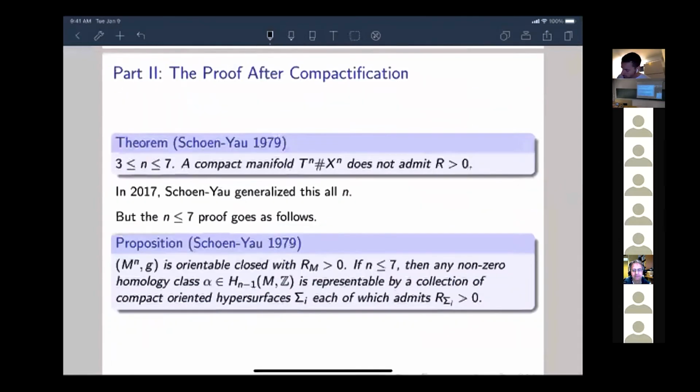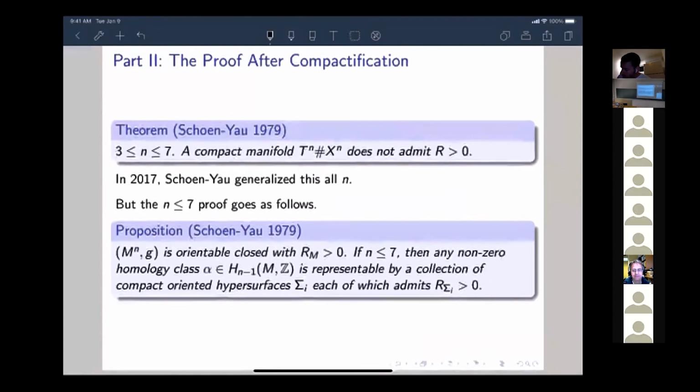So that's just what I was just saying. The classic theorem of Schoen-Yau is that such a manifold doesn't admit PSC, at least from 3 to 7. That was already done in 1979, which was generalized in 2017. But anyway, the argument I only included because it's rather quick and it will give us a taste of what's to come.